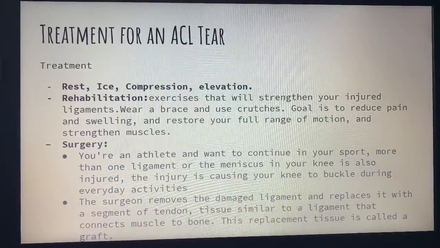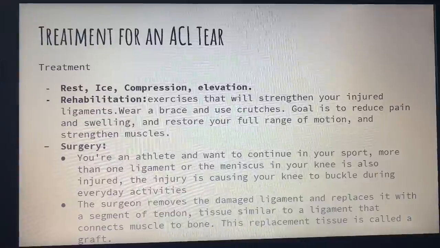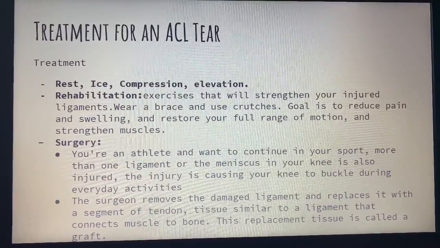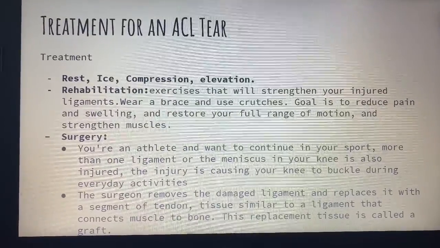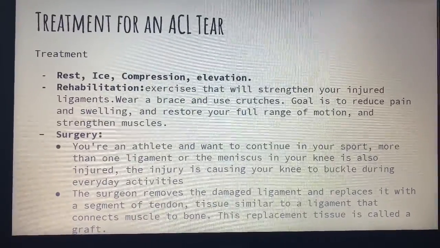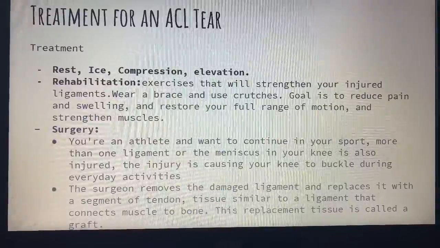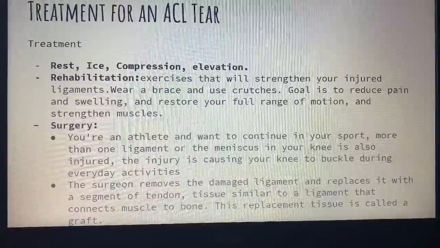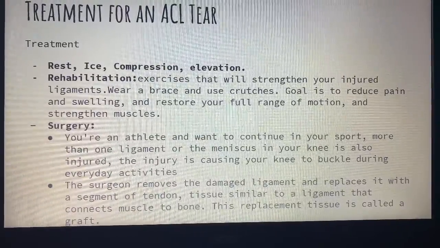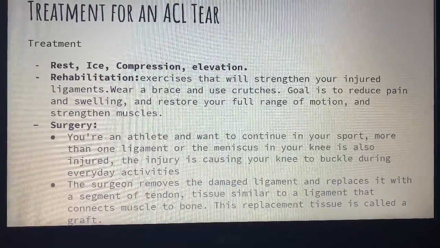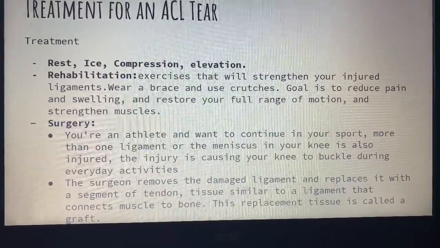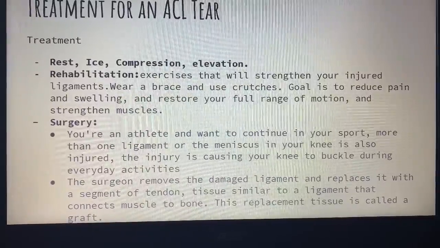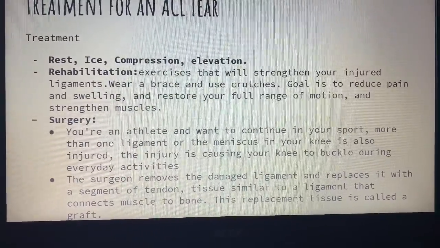Treatment for an ACL tear: rest, ice, compression, and elevation. So you're resting, you're not playing your sport, you're not putting weight on it. Ice, you want to ice for 20 minutes on, 20 minutes off to reduce pain and swelling. Compression and elevation. And then you will be going into rehabilitation, so physical therapy. You'll be given exercises that will strengthen your injured ligaments. You may need to wear a brace and use crutches to avoid putting weight on it. The goal is to reduce pain and swelling, restore full range of motion, and strengthen your muscles.